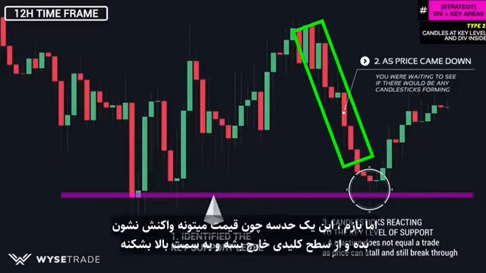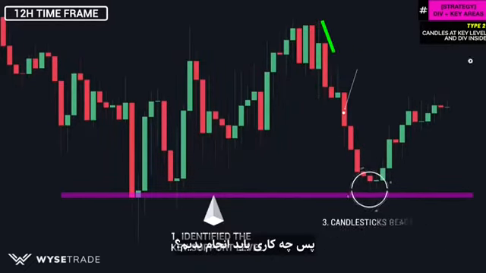But again, that would be guessing, because price can react and stall at a key level and still break right through. So what do we do?